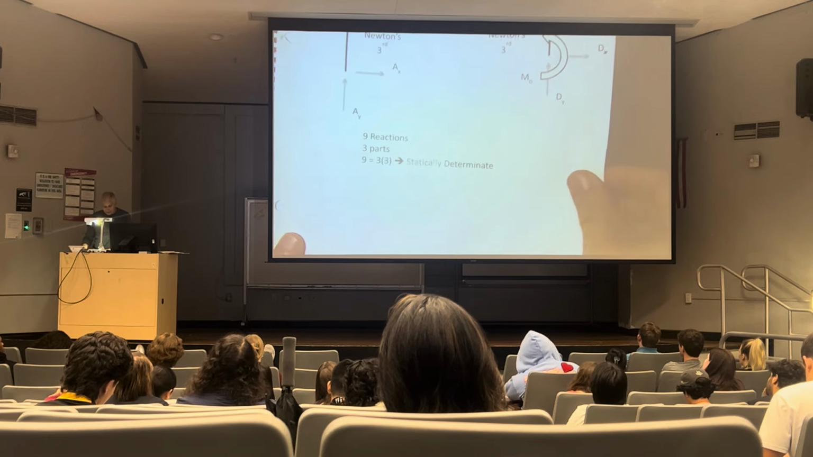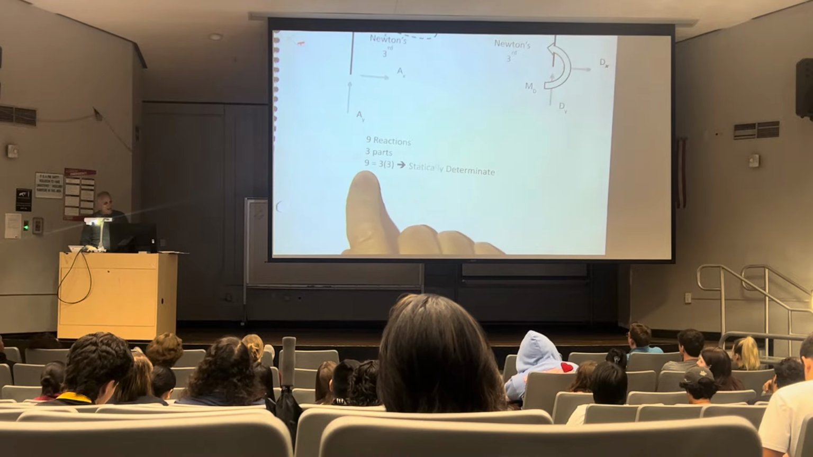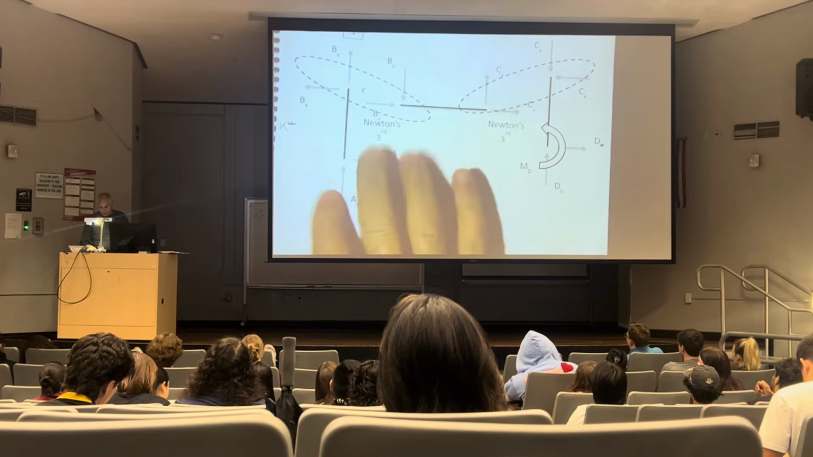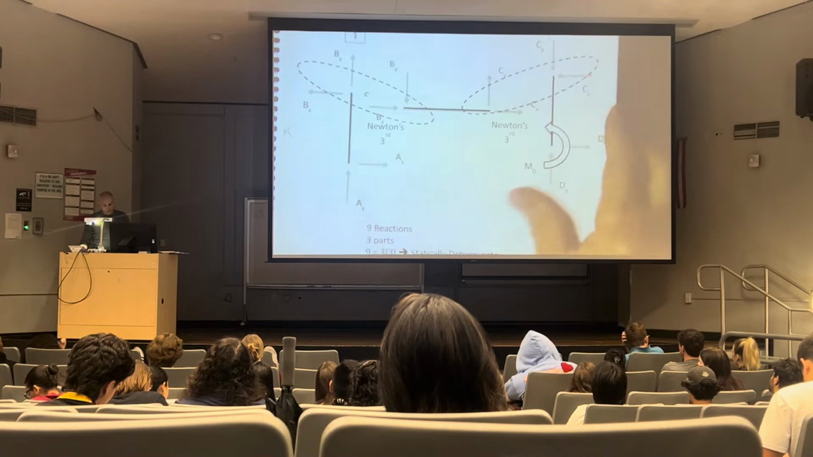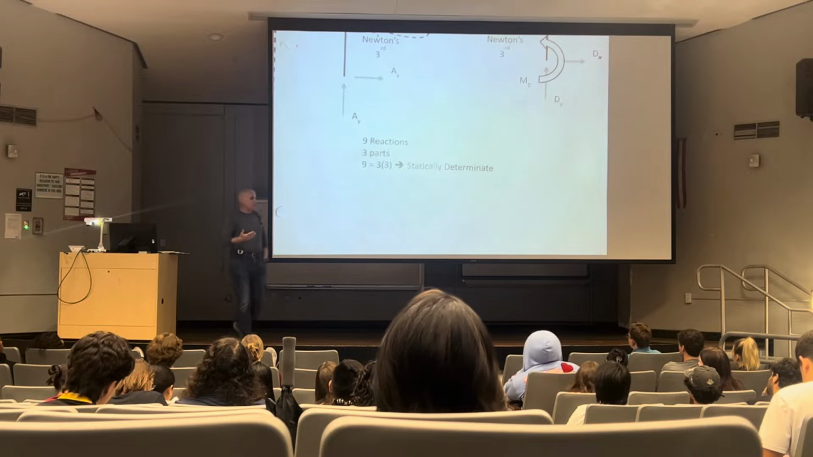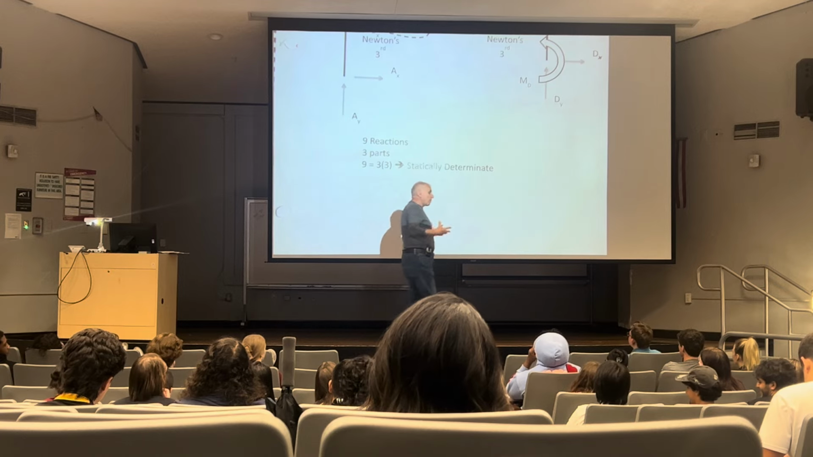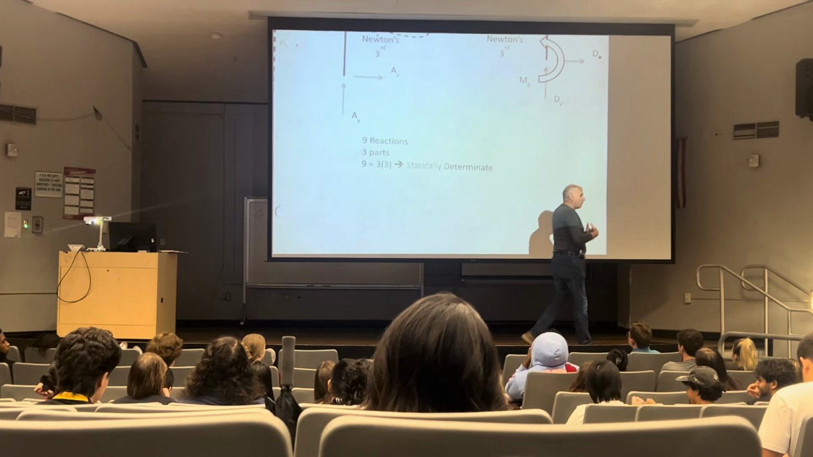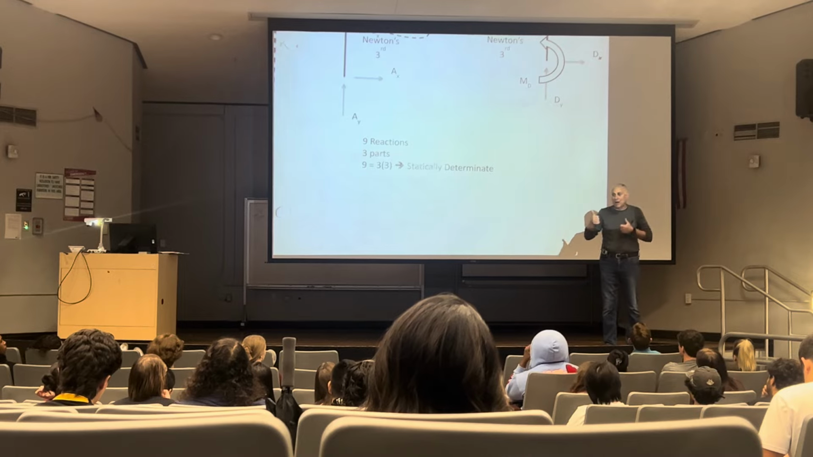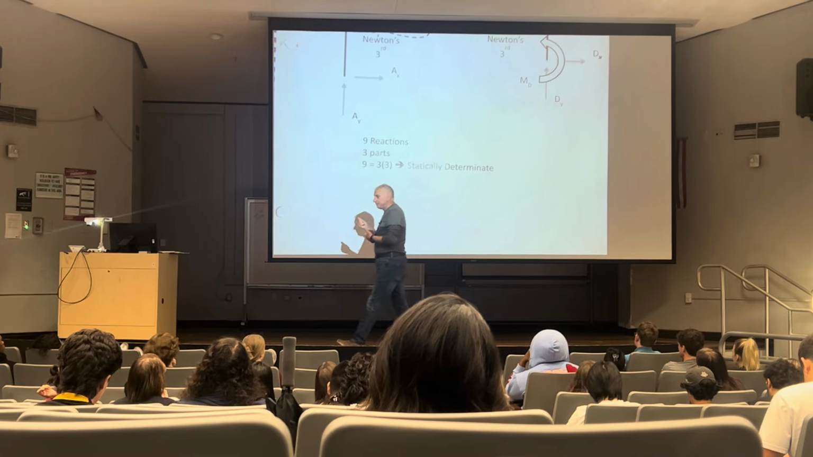So in this case, I would say R, which is 9, that's the number of reactions. There are 9 reactions here. There are 3 parts. 9 is equal to 3 times 3, which is 9 equals 9, statically determinate. Meaning, I can dismember it into pieces and solve for every reaction: Dx, Dy, Cx, Cy, Ax, Ay, Dx, Dy, and Md.